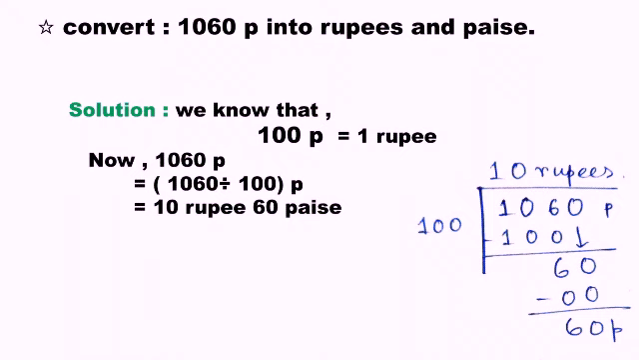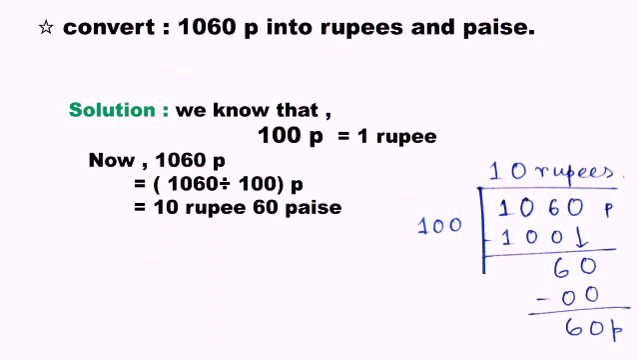In this way you can now convert 1060 paise into rupees and paise. We know that 100 paise equals 1 rupee. Here we need to convert paise to rupees and paise, that means paise to rupees, that means smaller unit to bigger unit. So we have to divide.